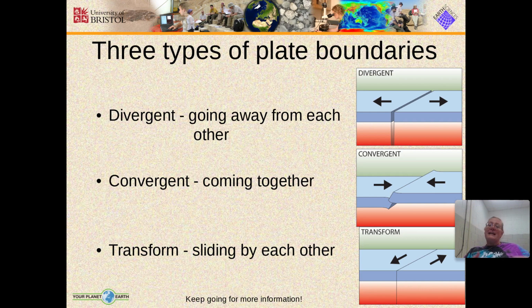So remember that divergent means to go away. You diverge in your thoughts from your parents as you get older, or you can converge. You may have felt very differently about things then, and maybe one day you realize that actually you and your parents think similarly. Transform boundaries means they are sliding by each other. One's moving this way and one's moving that way.